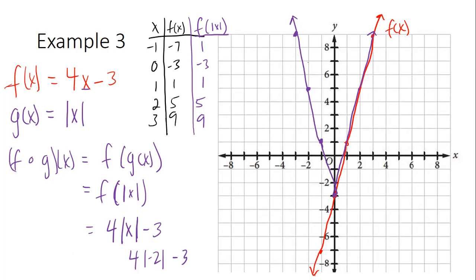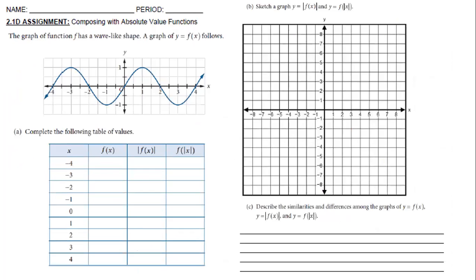Okay. So, now your assignment, this is a little half sheet. So let's look at the little half sheet. So you're composing with absolute value functions and you're given this graph. And no, it's not linear. No, it's not quadratic. It's a sine graph, sinusoidal. Don't worry about it, you'll worry about it later.